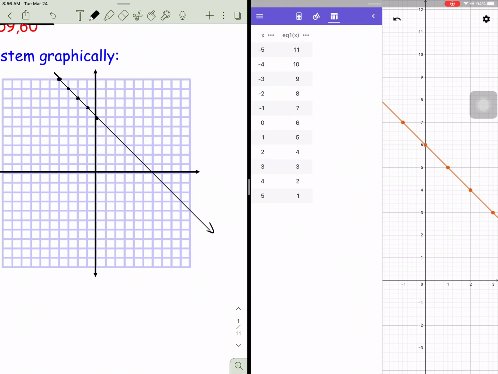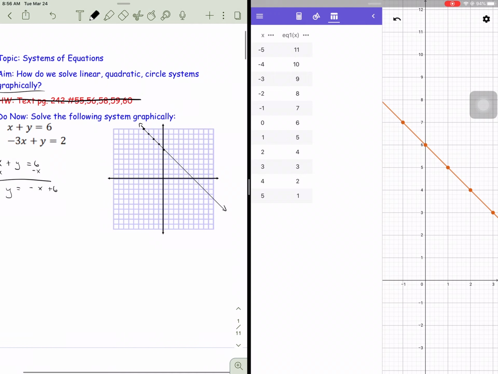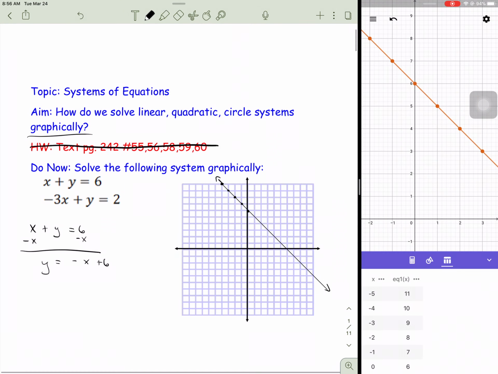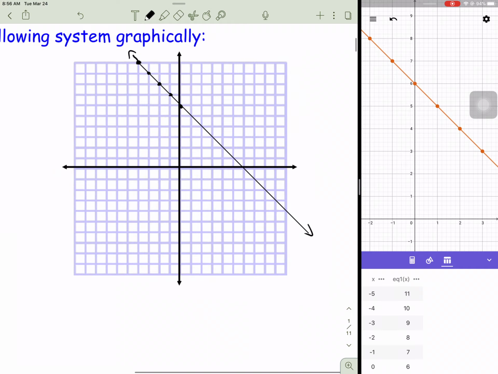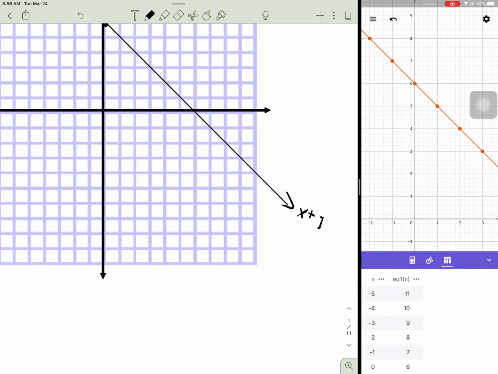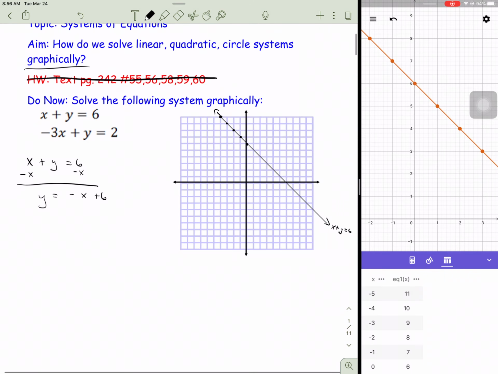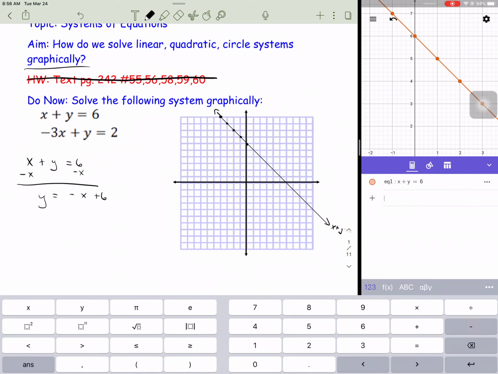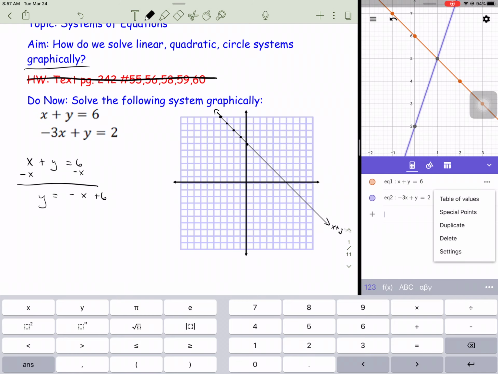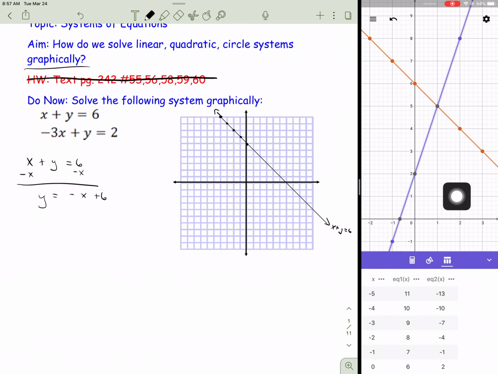Okay, and one important thing, guys, when we have a system of equations with multiple lines on it, what we always want to do is label the equation. So this is x plus y equals 6. And then the second one, negative 3x plus y equals 2. Enter. Table of values. Now you'll see it actually keeps the same table of values from before for equation 1 and now equation 2.